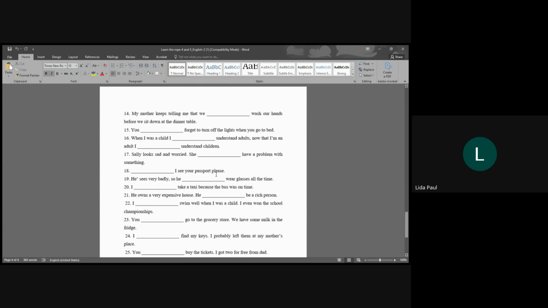Okay. Next one is: you dash forgot to turn off the lights when you go to bed. Again, what kind of situation is this? Is this advice or suggestion, or disbelief? Is it obligation?